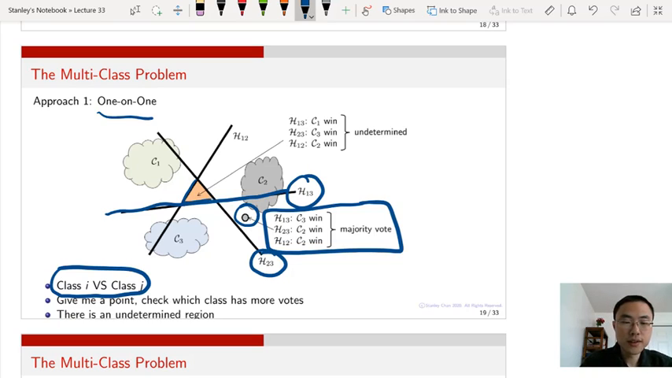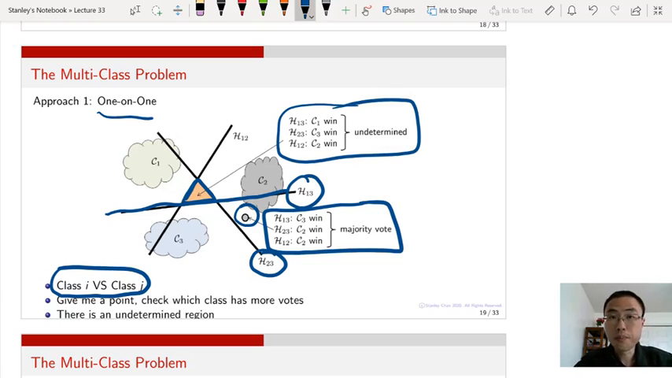which is the region that sits in the middle. This is an undetermined region because for any pair of these lines, you will find C1, C2, and C3, and so it becomes undetermined. So one-on-one comparison can be used. It's a good thing to use because essentially you're only doing binary classification. Once you have the different binary classifications, the decision is based on the majority vote, and that should be quite easy. Now, the drawback makes people think about alternative approaches other than one-on-one, so that you can also handle the areas in the middle.